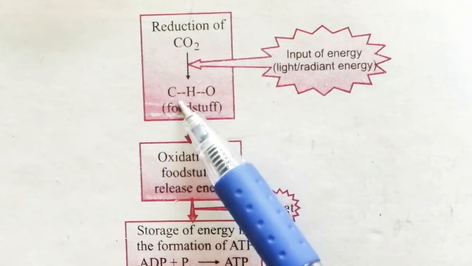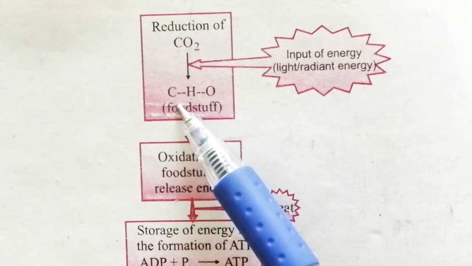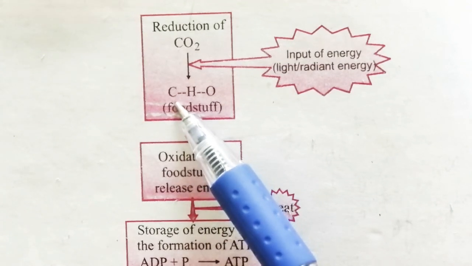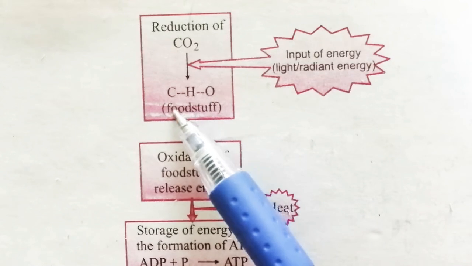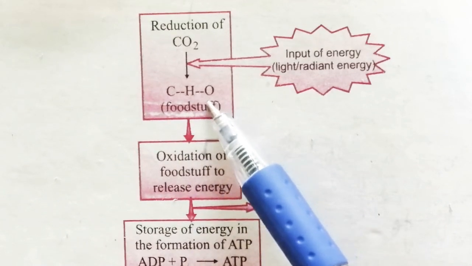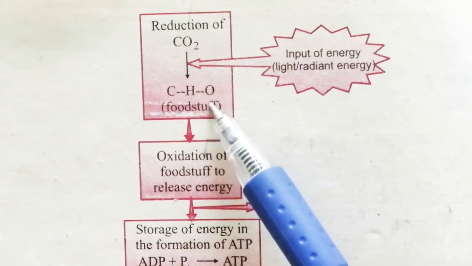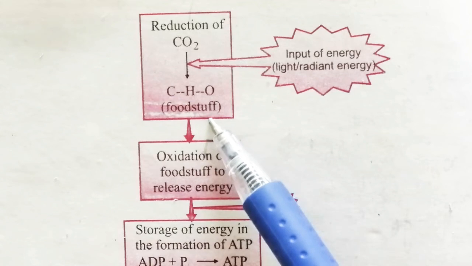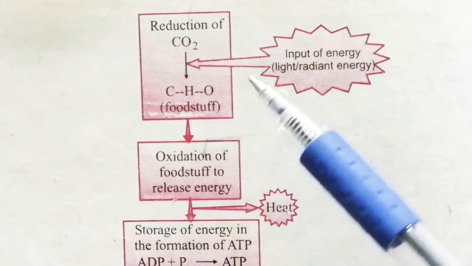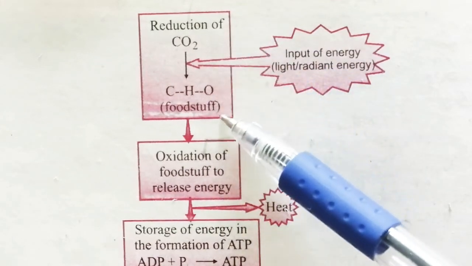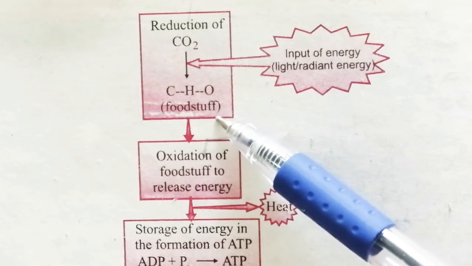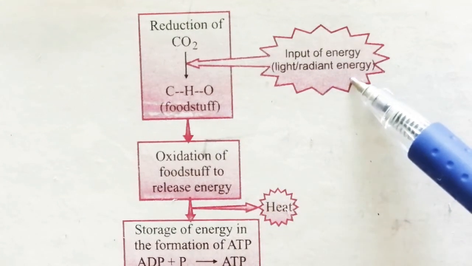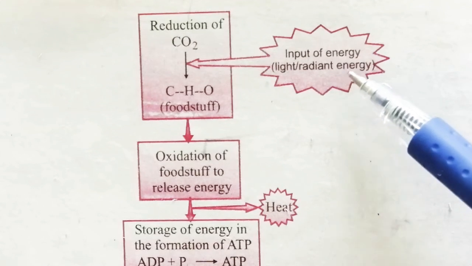Here you can see the short form, or symbolic representation, of the three elements: carbon, hydrogen and oxygen. These three elements are present in any of the food stuff, including carbohydrates, proteins, fats or lipids. So reduction of carbon dioxide into the food stuff or glucose occurs in the presence of sunlight or light energy. So this is the first form of the energy.